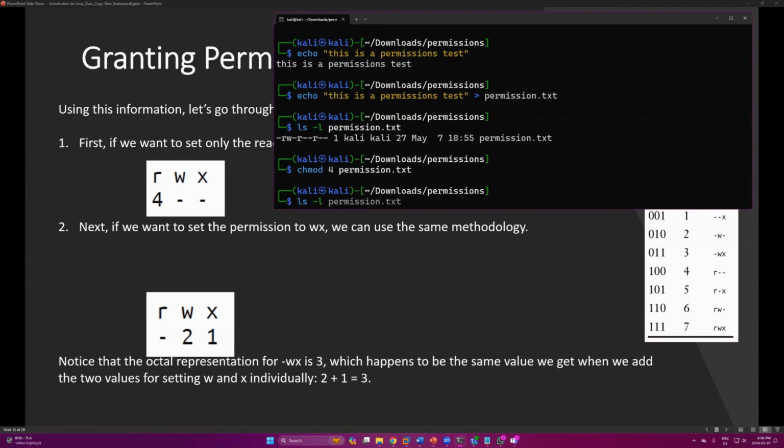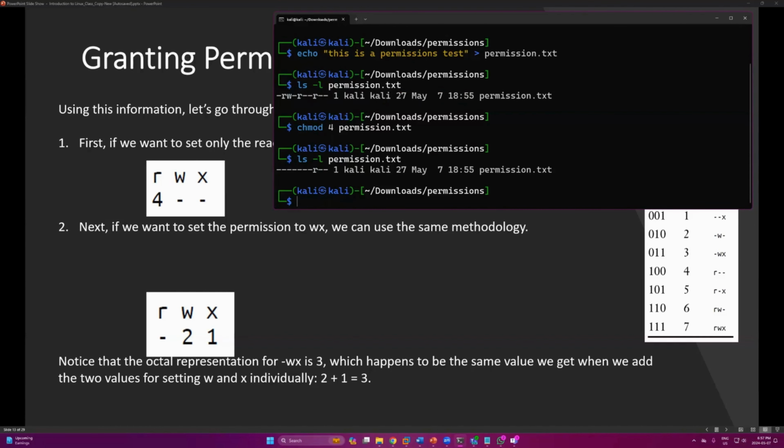Before I press enter, can somebody tell me what is the expected result? It's going to have just the read permission. Let's take a look. ls -l and then permissions.txt. You are correct. It's only going to have the read function.